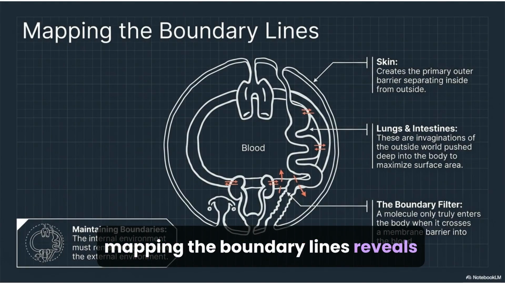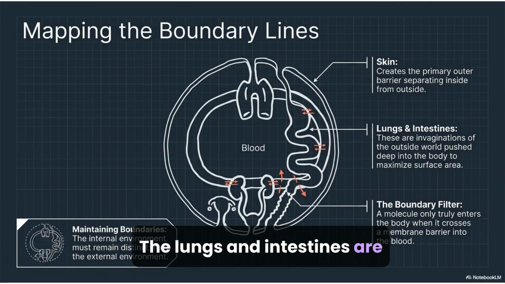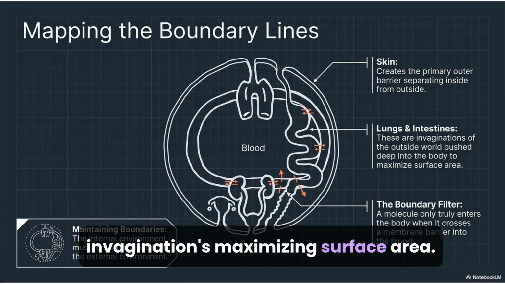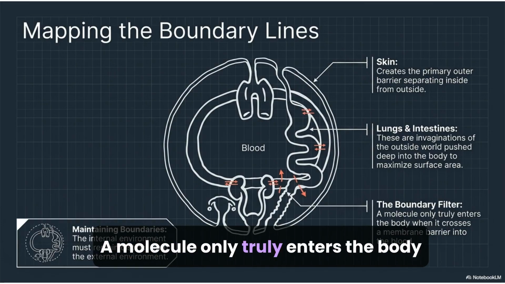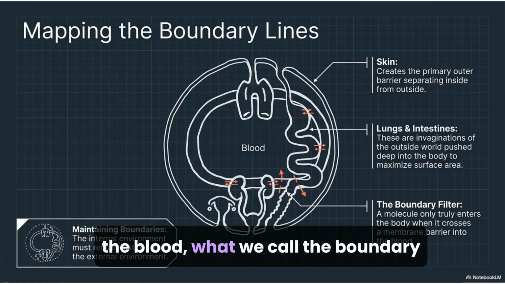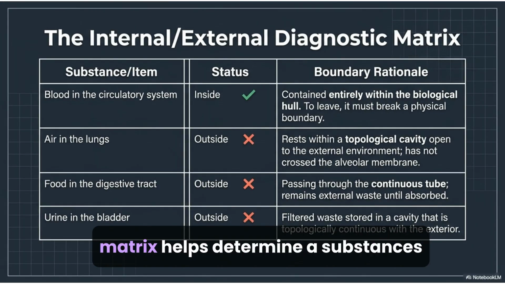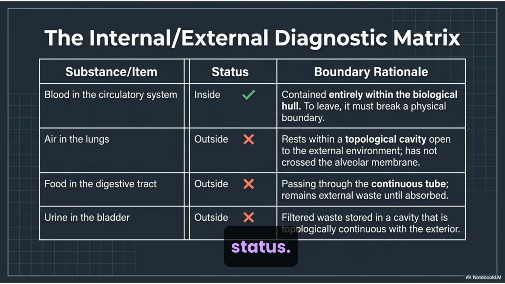Mapping the boundary lines reveals three key barriers. The skin is the primary outer barrier. The lungs and intestines are invaginations maximizing surface area. A molecule only truly enters the body when it crosses a membrane barrier into the blood, what we call the boundary filter. The internal/external diagnostic matrix helps determine a substance's status.